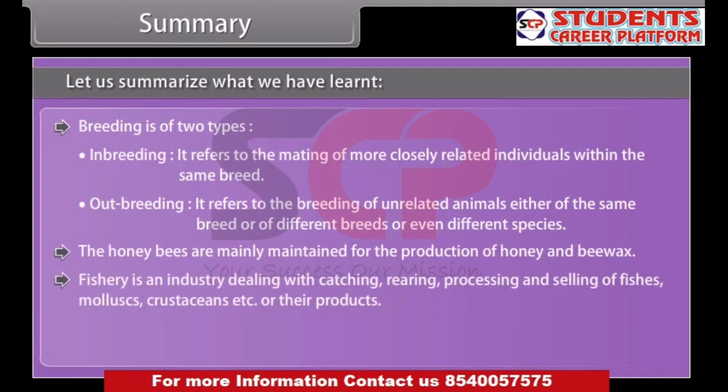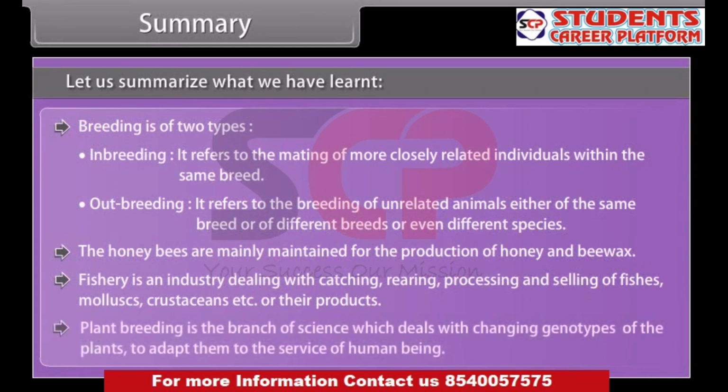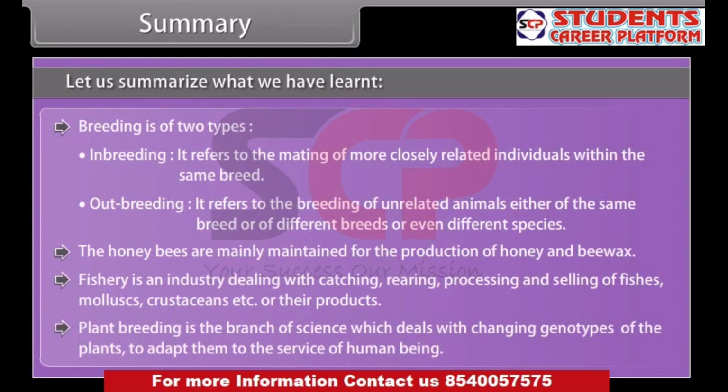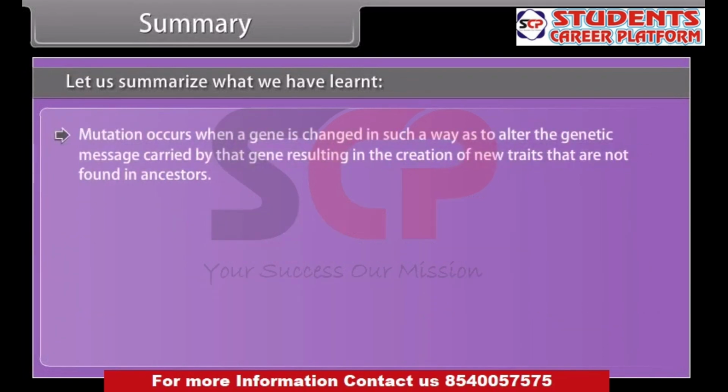Fishery is an industry dealing with catching, rearing, processing and selling of fishes, mollusks, crustaceans, etc. or their products. Plant breeding is the branch of science which deals with changing genotypes of plants to adapt them to the service of human beings. Mutation occurs when a gene is changed in such a way as to alter the genetic message carried by that gene, resulting in the creation of new traits that are not found in ancestors.